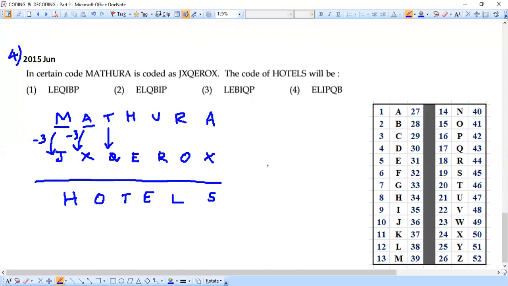Next, T to Q, they are moving. T is at the 28th position and Q is at the 17th position. Yes, it is working. This is -3 only. Next, H to E, they are moving. H is 8 and E is 5. Again, this is -3. Next, U to R, they are moving. U to R, 21st letter to 18th letter. So 21 to 18 is again -3 only, no doubt. Next, I'm moving from R to O.